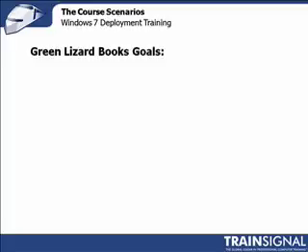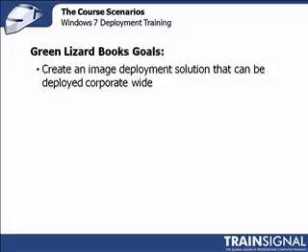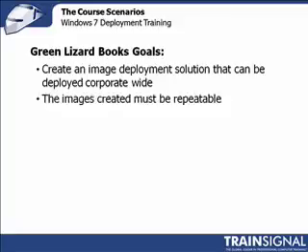The second corporate scenario, that's Green Lizard Books. This is a huge conglomerate, big corporation. Its goals? They need to create an image deployment solution that can be deployed to both the corporate environment, their LAN environment, and all the branch offices. They want a corporate approved image that can be blasted out to every single machine. The images that are created, well, they have to be deployed the exact same way every single time.